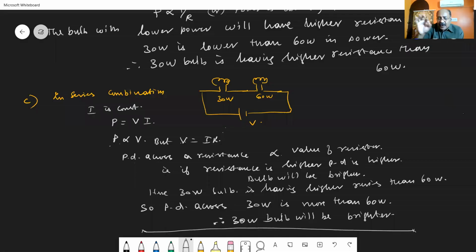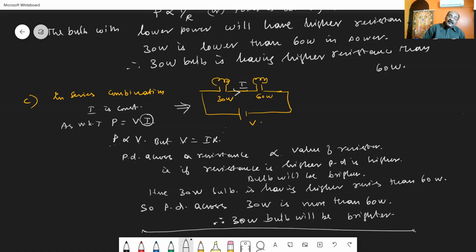In case of series combination, the circuit can be drawn like this. See, in series combination, the current I that is flowing through the circuit is constant. As we know that power P is equal to V into I. If I is constant, then power is directly proportional to V. So if the voltage drop or potential difference across the resistor is high, then power is also high.